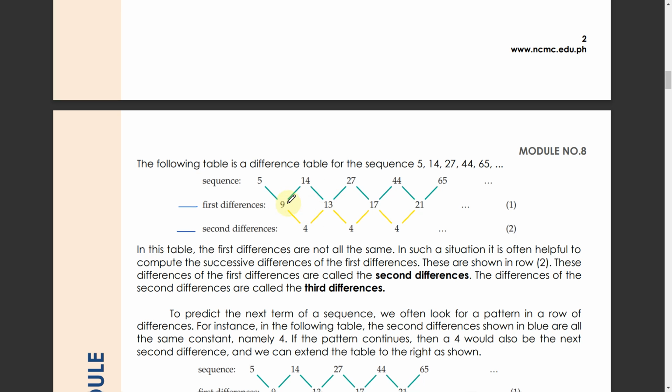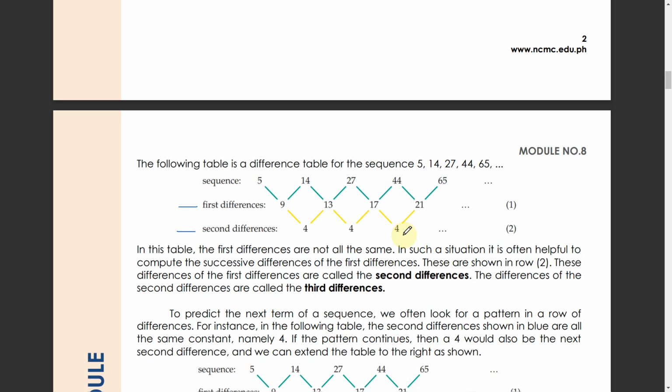So, 13 minus 9, that is 4. 17 minus 13, that is 4. 21 minus 17 is 4. So this time, in the row, what we got are the same differences. So, that is the time to stop subtracting.